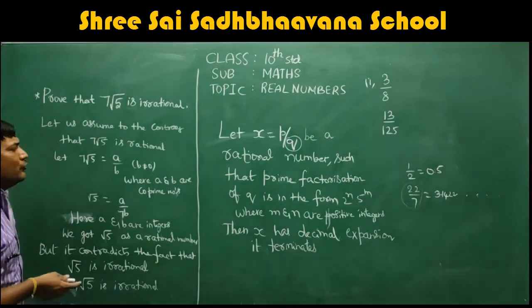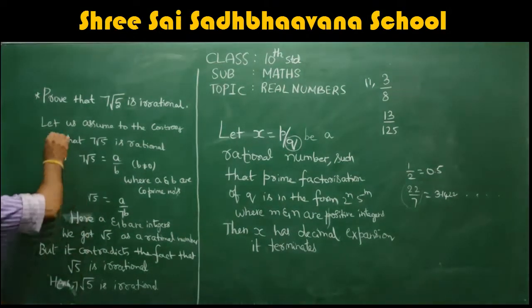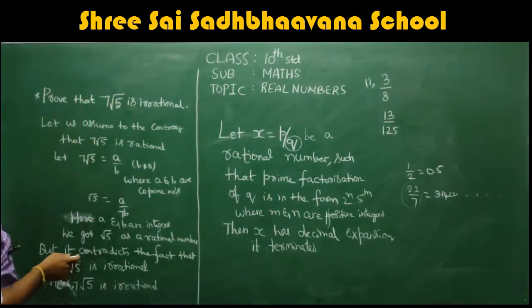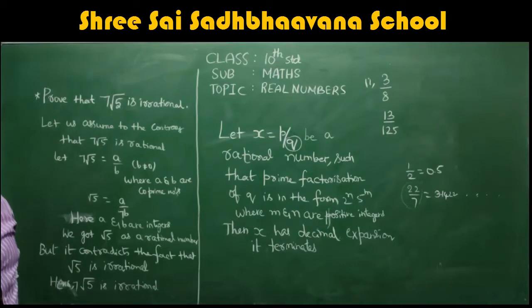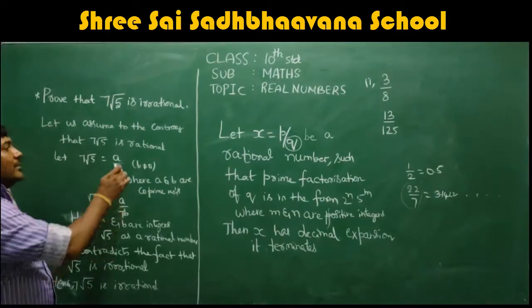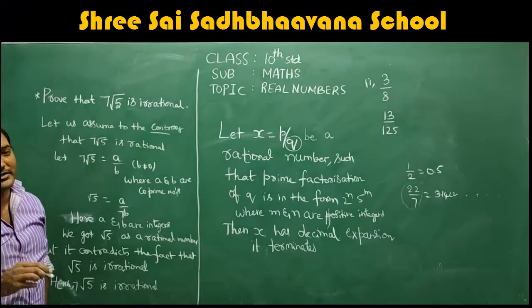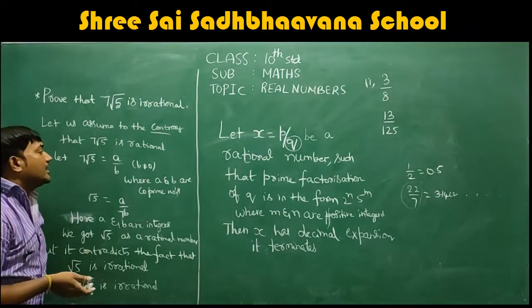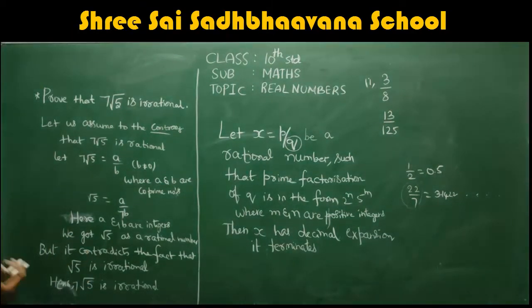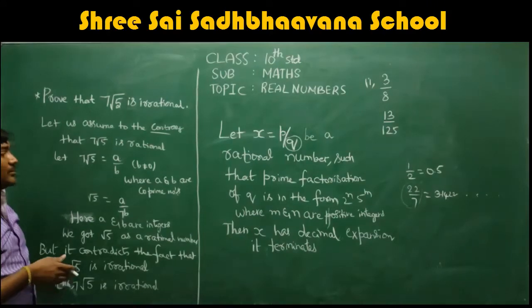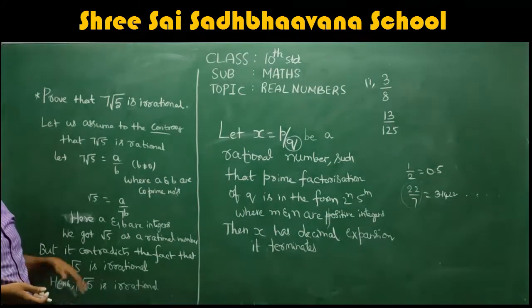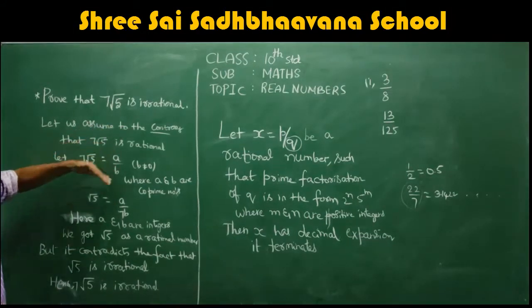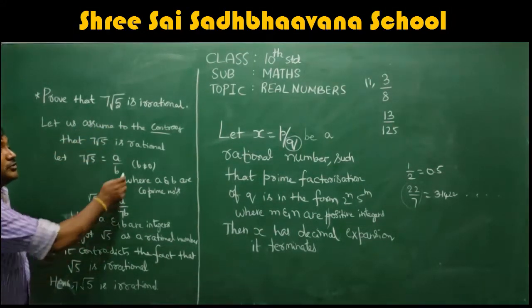This is an easier proof. I'll read the statement first. Prove that 7 root 5 is irrational. For that, first we assumed, on the contrary, and this is the key point you should write: let us assume to the contrary that 7 root 5 is rational. We are assuming 7 root 5 is a rational number. Next step: let 7 root 5 be equal to a by b. I am assuming that 7 root 5 is a by b, and remember b should not be equal to 0.